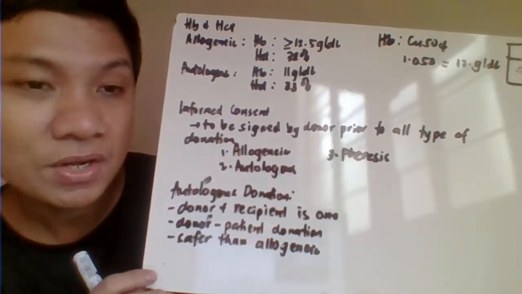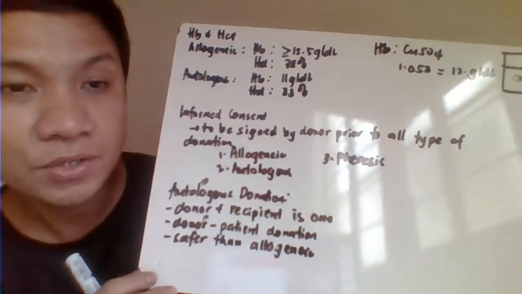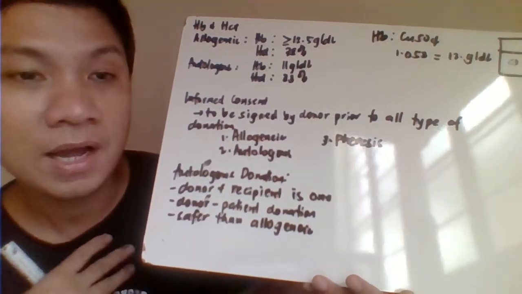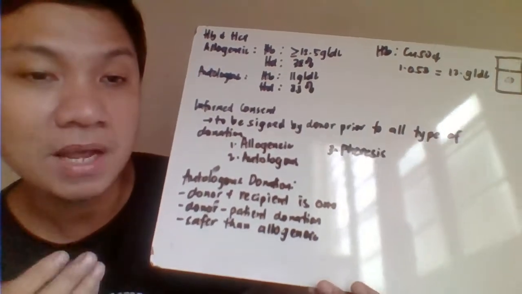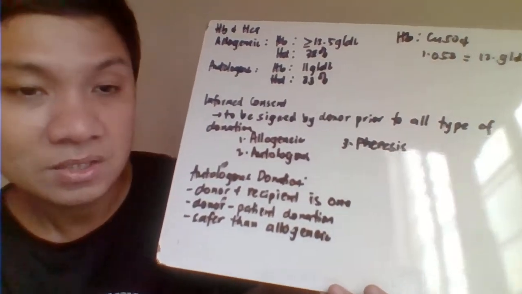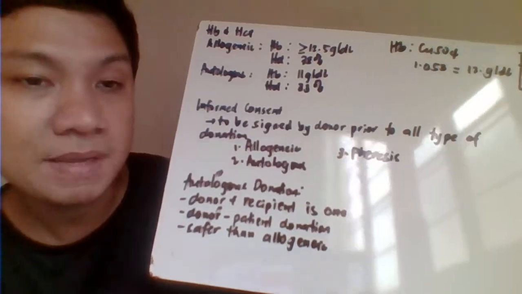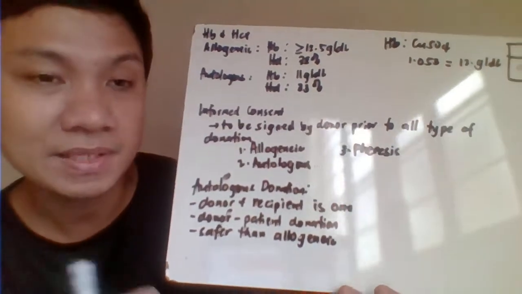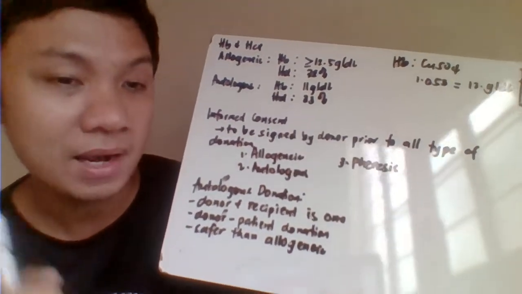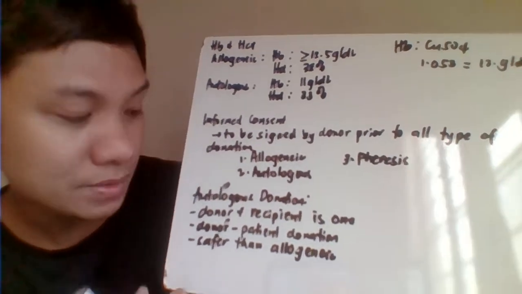Okay, autologous donation is a type of blood donation wherein the donor donates his blood, and eventually that blood is also for himself. That's why tinatawag siyang donor-recipient na donation process. Because again, the donor and recipient are equal. I mean, there is only one person.